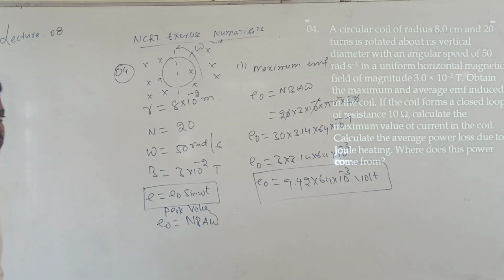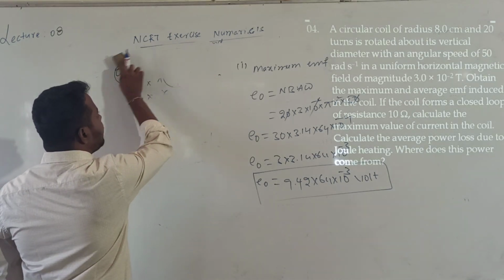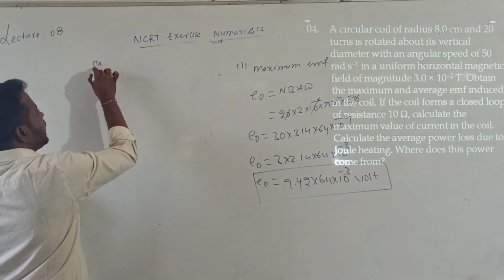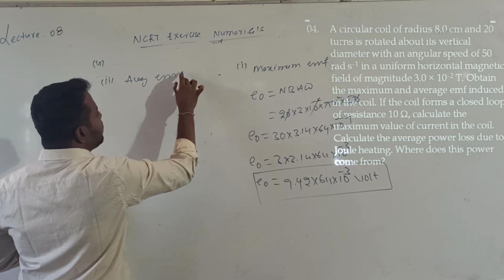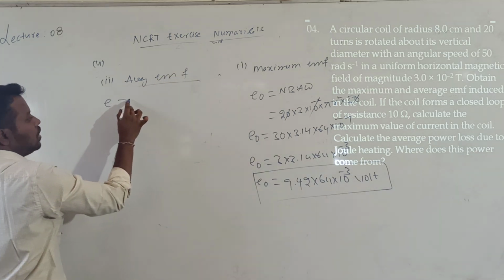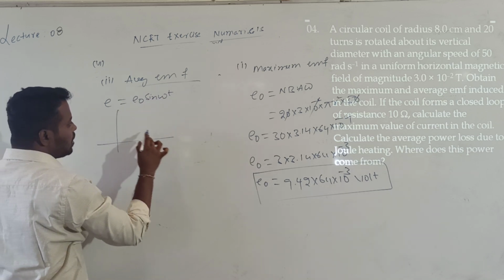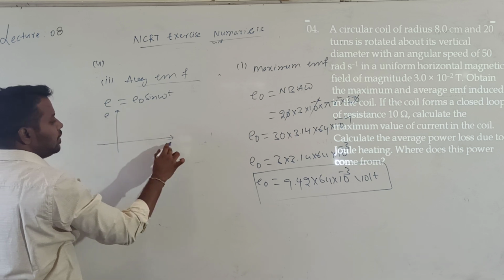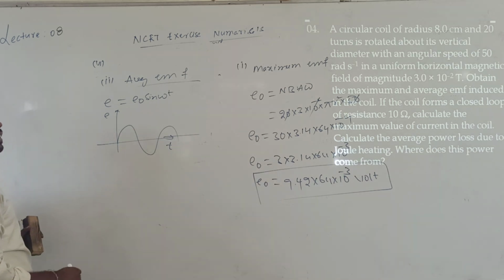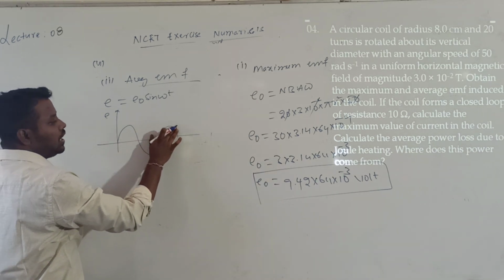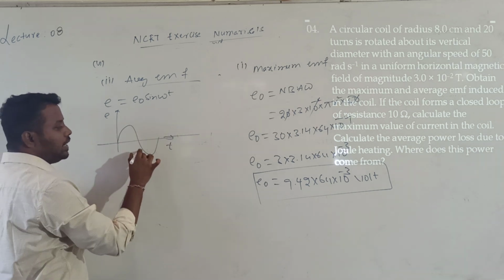The second question is, what is the average value? The second question is, what is average EMF? Remember, the important point here is E is equal to E naught into sin omega t. If I plot the graph between E and t, this graph is a sinusoidal graph. The voltage value varies sinusoidally with time. This is one complete cycle.